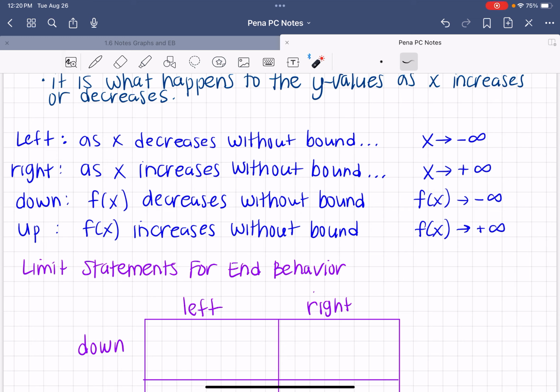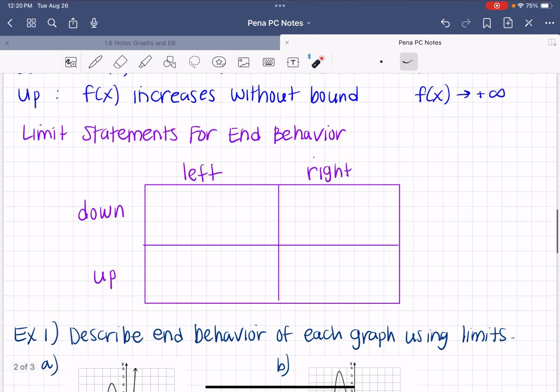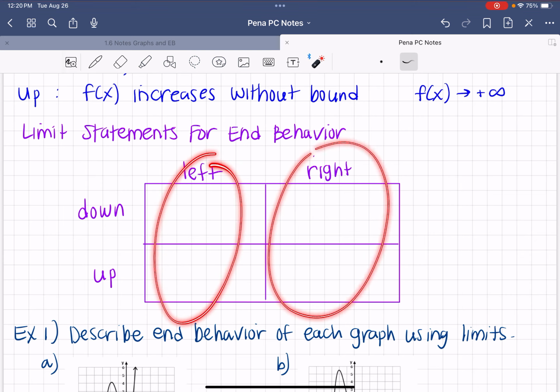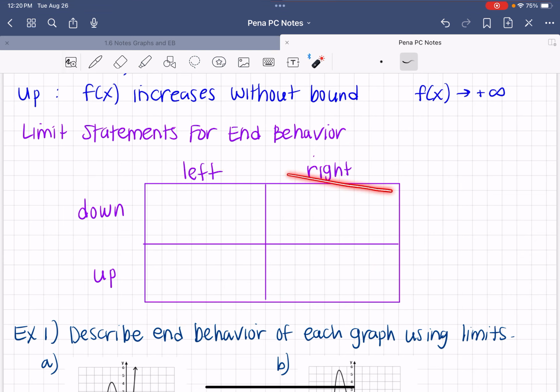But in our class we're not really going to use this shorthand anymore. What we're going to do is a limit statement. I created a little table so that we can write what these limit statements look like. In this table, we're going to talk about the left side and the right side of the graph, and how we write it when it's pointing down and when it's pointing up.